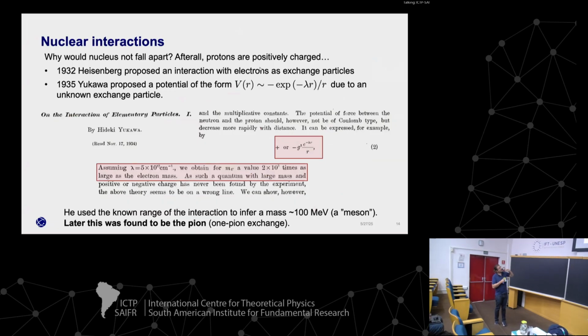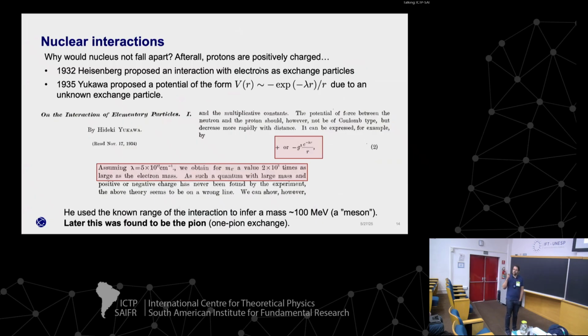But then in 1935, there was the first proposal that is still true, and this describes the truth about nuclear interactions. This was made by Hideki Yukawa. Basically, he came up with a potential of this form. The potential of the force between the neutron and the proton should not be of Coulomb type, so not very long range, but it should decrease more rapidly with distance, and it can be expressed as this, which is actually still the correct form.